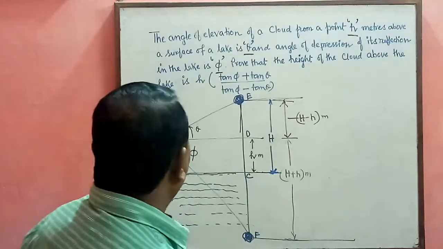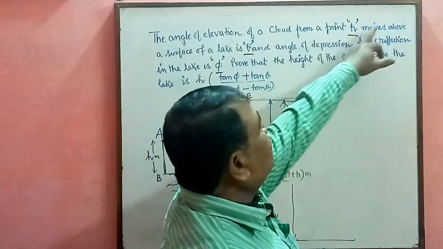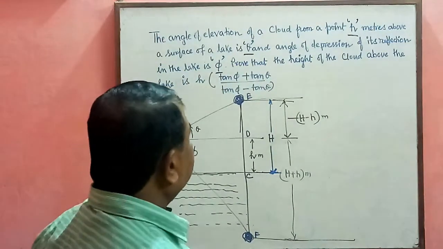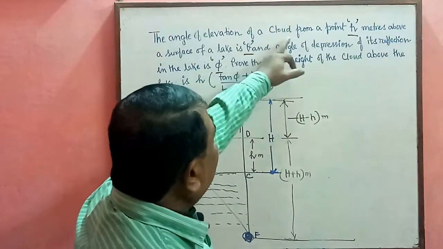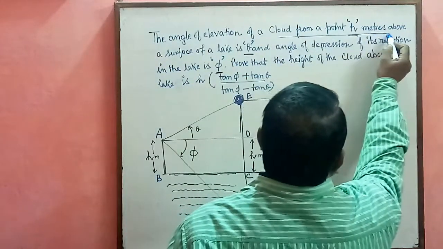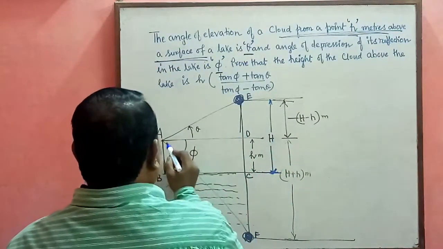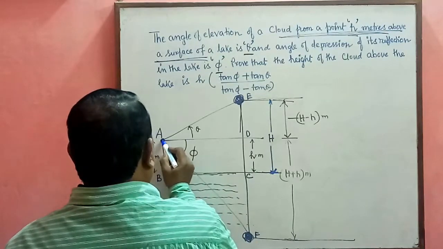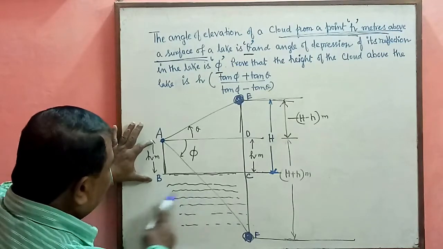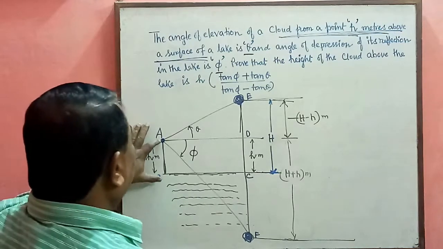Yes, next question. The angle of elevation of a cloud from a point h meters above the surface of a lake is theta. The angle of elevation of a cloud from a point h meter above a surface. That means this is the point of observation. It is h meter above the lake. This is a lake, this is the surface of the lake, and this is h meter above the lake.